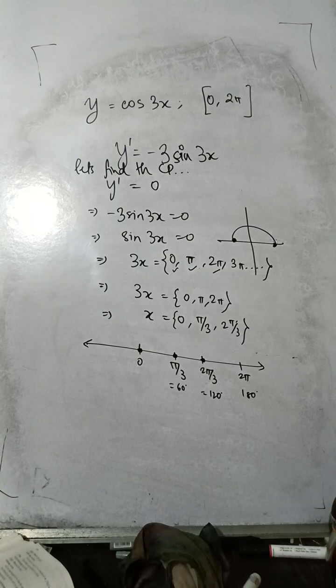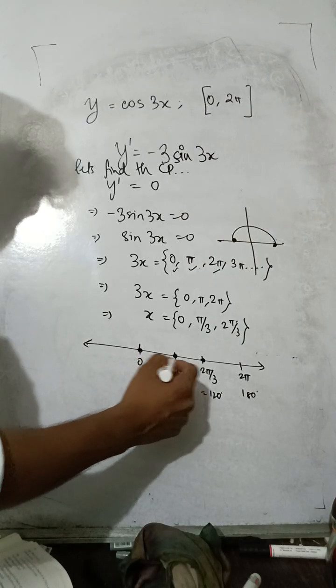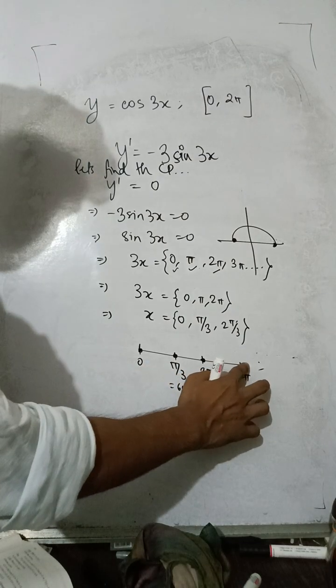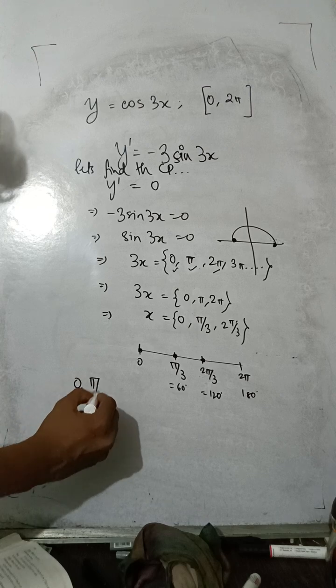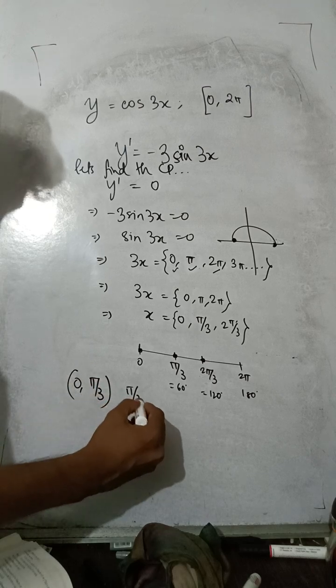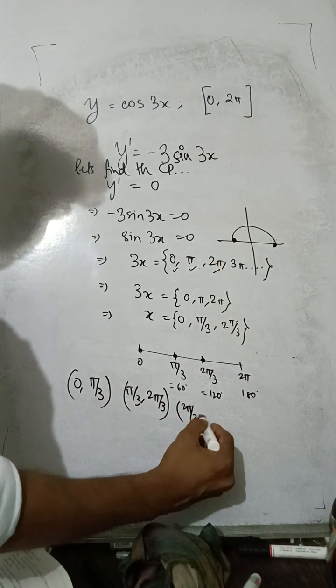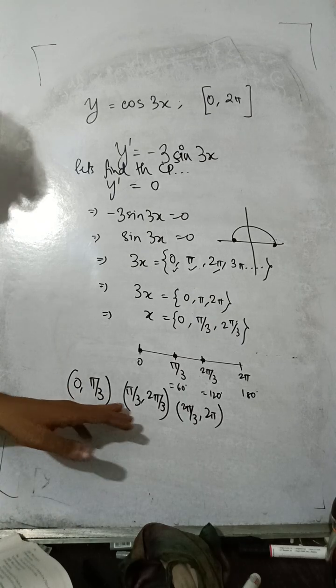Now, how is y dash behaving in these regions? Once we have put the three critical points on our line, we have 3 regions: 0 to pi by 3, then pi by 3 to 2 pi by 3, and then 2 pi by 3 to 2 pi. Now notice one thing: even in the previous example and also in this example, we are not including these critical points.